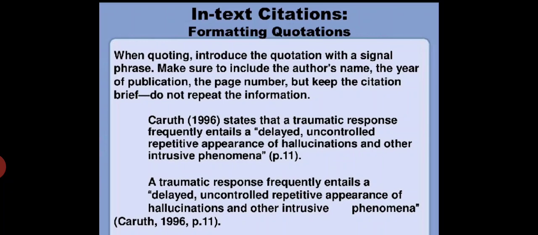Page number 11. This is one example of giving a quotation, and the other is: a traumatic response frequently entails a delayed, uncontrolled, repetitive appearance of hallucinations and other intrusive phenomena. Then the name of the author, year of publication, and page number is given at the end. So the second one is a more concise form of quotation, which is mostly recommended in APA style.